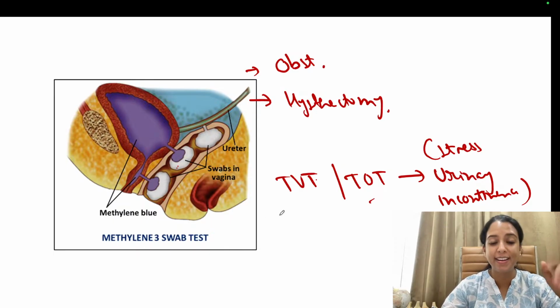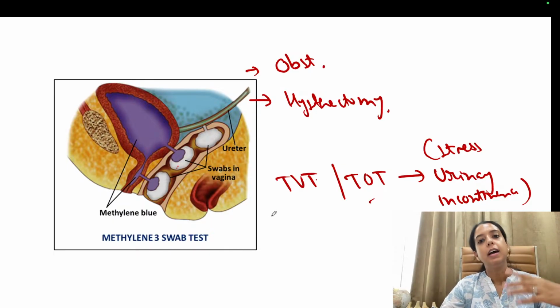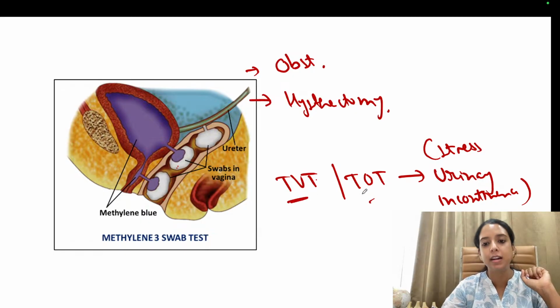Burch colposuspension is also for urinary incontinence, but it is not the treatment of choice. The treatment of choice for stress urinary incontinence is TVT and TOT. Either of them. ठीक है.